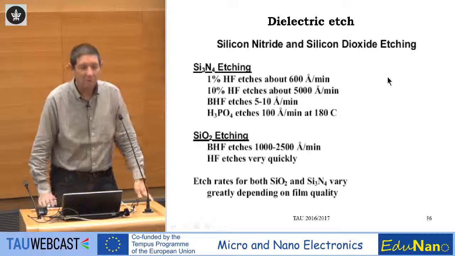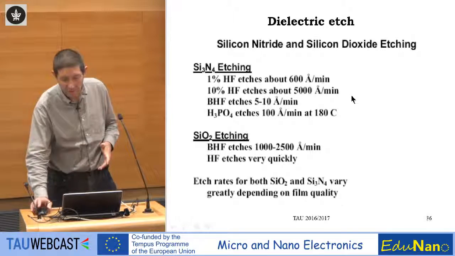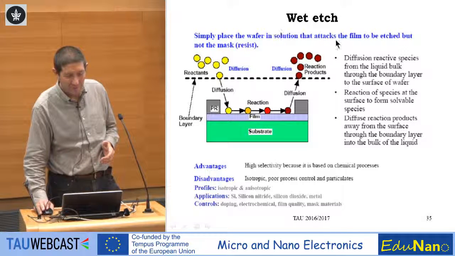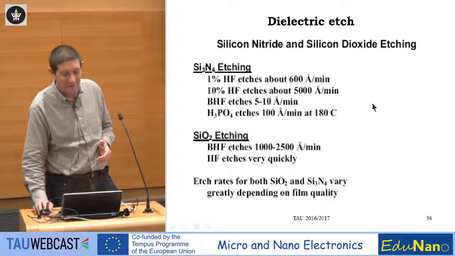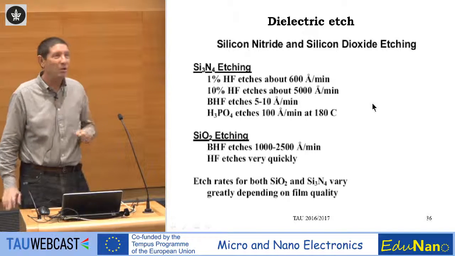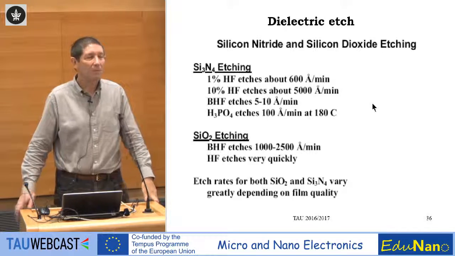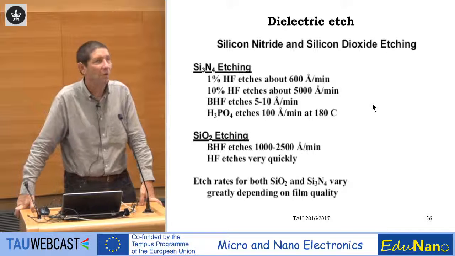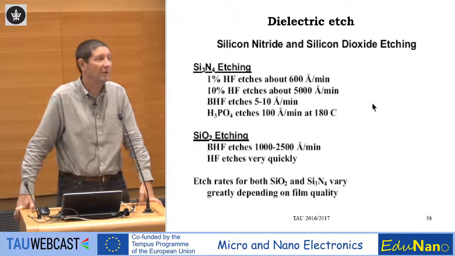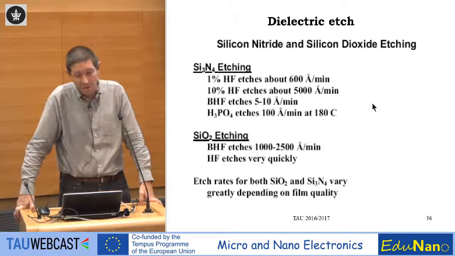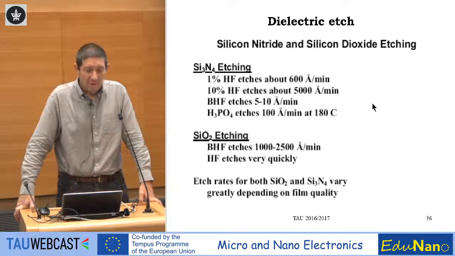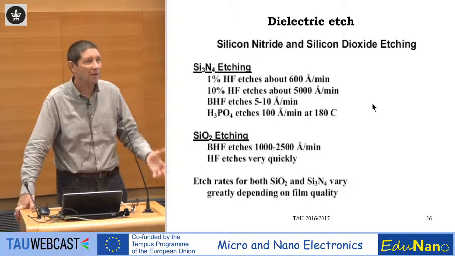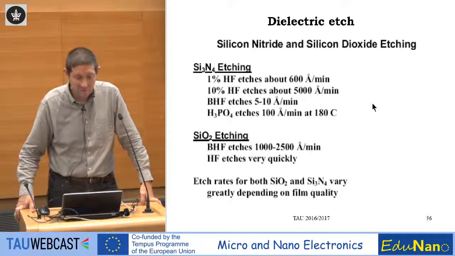Okay, now let's talk about the dielectric etches. Now, we talked about etching metals, and I showed you that the common etchants for metals are oxidizing agents, etching the oxides, or redox reactions, where we convert the metal to a soluble ion and then it is dissolved. The most common dielectrics in the semiconductor industry are silicon oxide and silicon nitride.